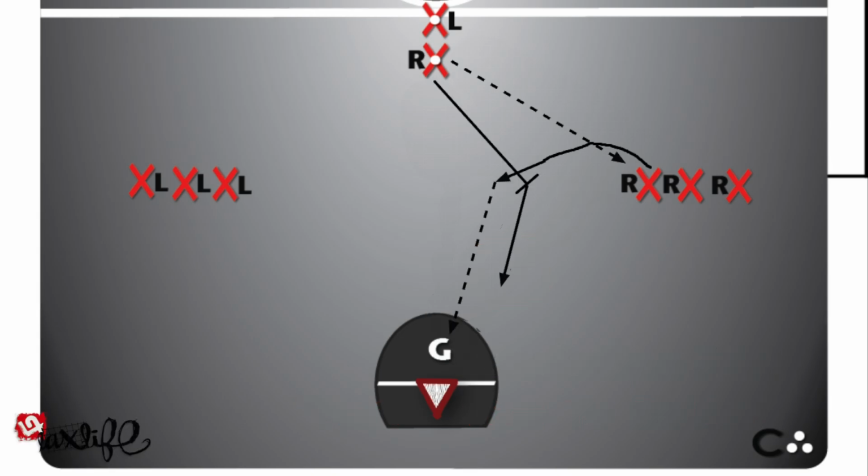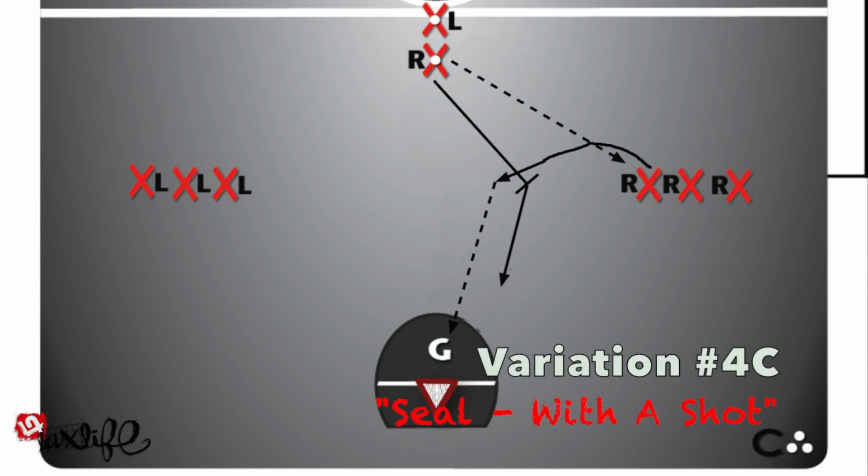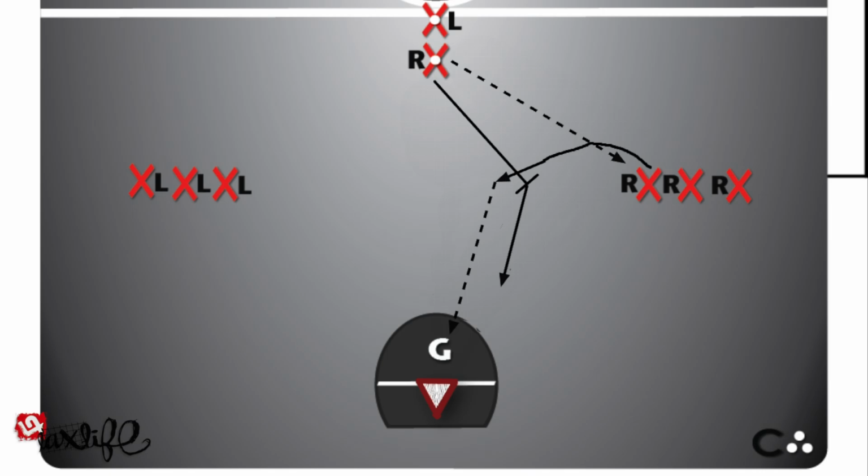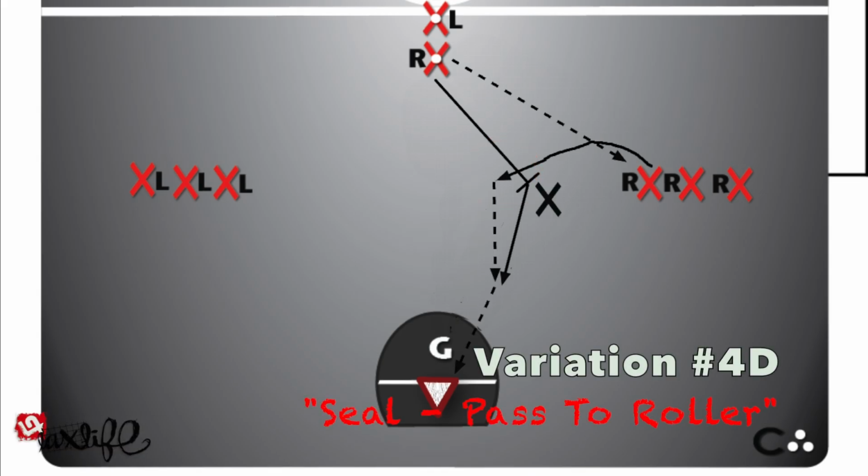The other skill you can practice is seals. The point player passes to the same-handed shooter and then seals for the shooter, which basically means to push the defender back, as they're entitled to the space as well, and the ball carrier comes around and shoots, which is Variation number 4C, or again passes to the roller, which is Variation number 4D.